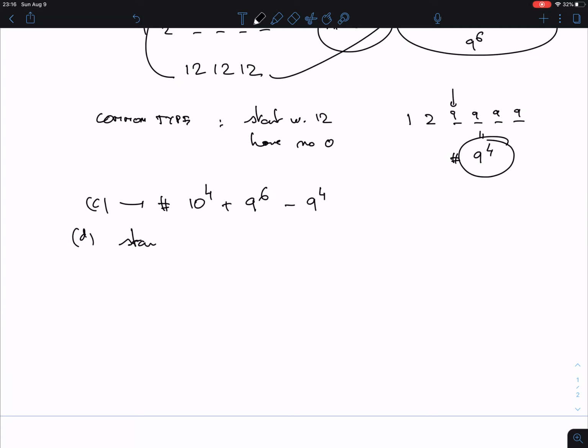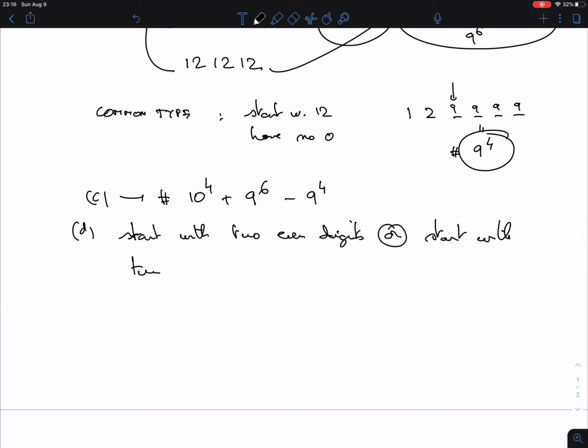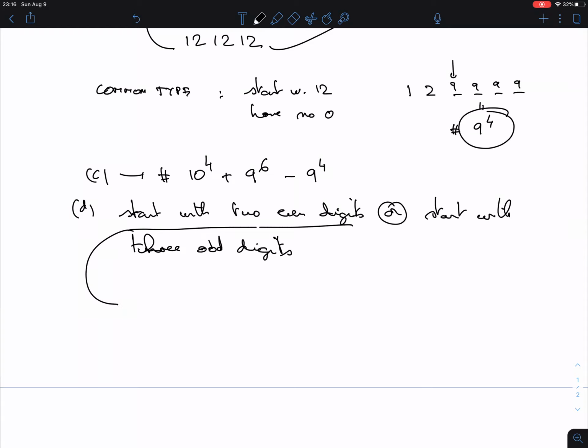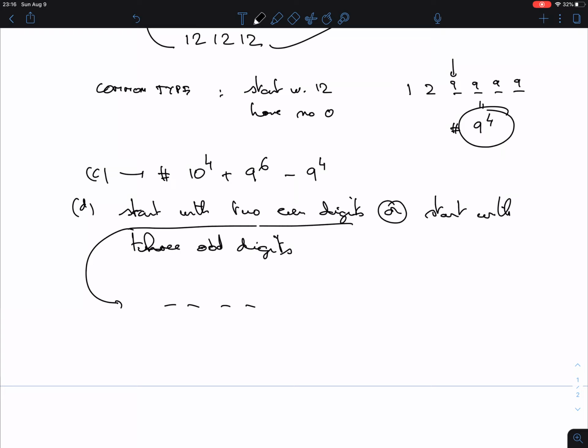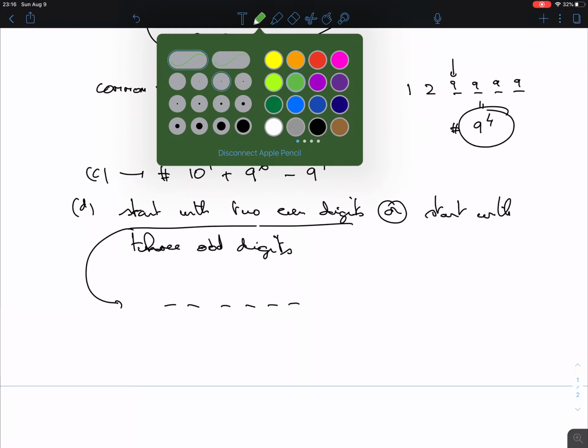Start with 2 even digits, or start with 3 odd digits. Okay. Again, it's an OR, so let's analyze each of them separately. So the one that starts with 2 even digits. So 1, 2, 3, 4, 5, 6. So the restriction is that these two have to be even.